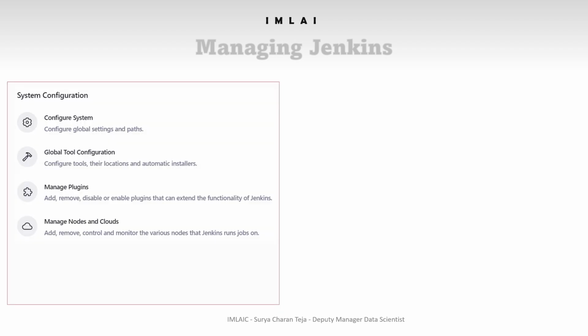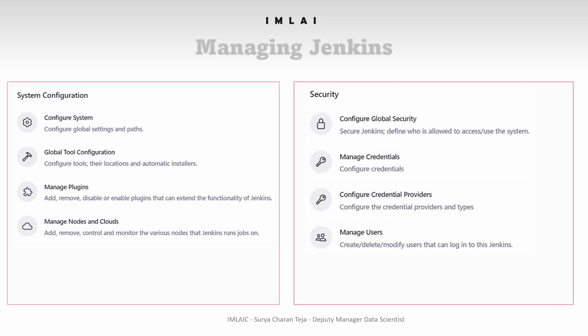So we have begun with managing Jenkins. What is there in managing Jenkins? Managing Jenkins consists of a system configuration section and a security section. In the system configuration section, you will find how to configure tools, their locations and automatic installers. This kind of information you will find in system configuration.